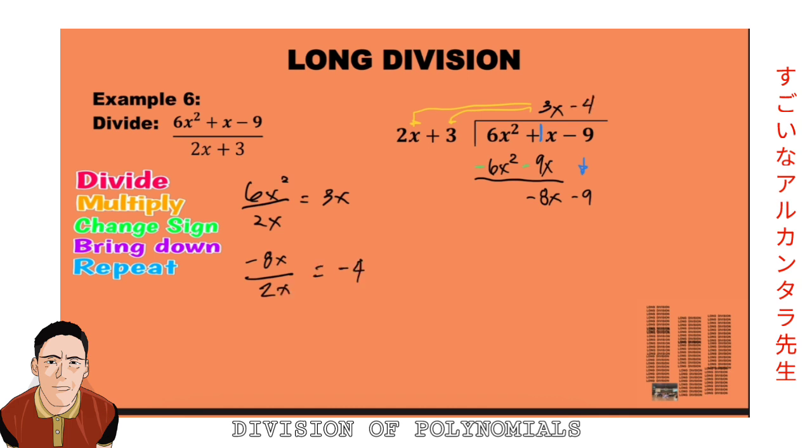So 3x minus 4. Negative 4 times 2x. You get a negative 8x. Negative 4 times 3. You get ourselves a negative 12. We change their signs, both positive. Negative 9 plus 12, we get there a positive 3. So our final answer is 3x minus 4 plus 3 over 2x plus 3. Are we correct here?